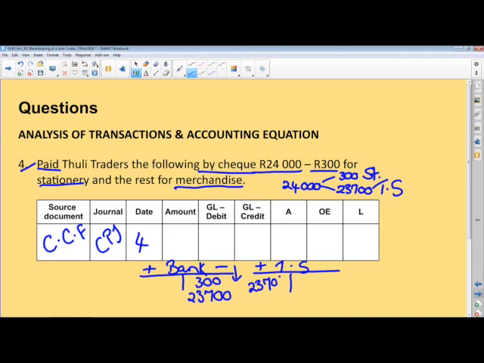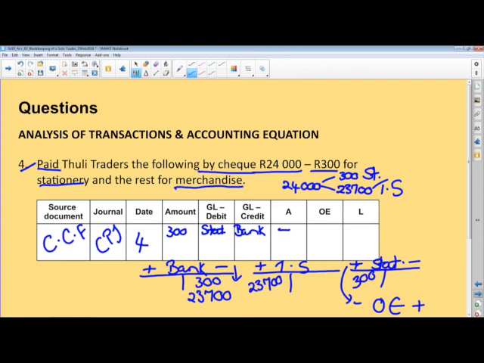23,700. And what happens to your stationery? Your stationery will be an expense. And remember, this expense is bad for my owner. I hate expenses. And therefore, stationery goes up, but it's got a negative effect on my owner's equity. Now, how do I complete my entry? I have to say the amount will be 300. And therefore, stationery, as you can see, will be debited. And then your bank will be credited because I'm giving out money. And assets will not be affected. Assets will be affected. Bank is an asset, sorry.